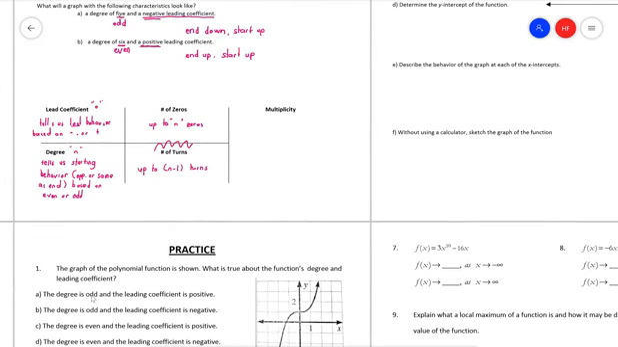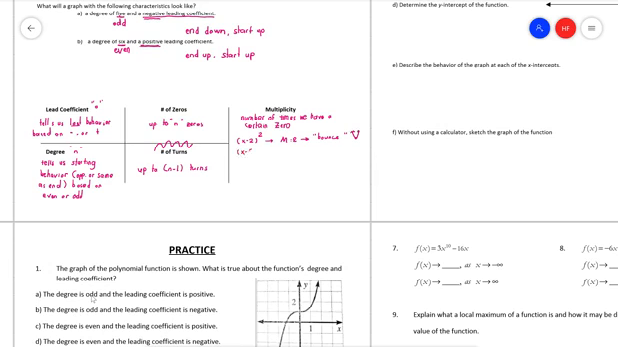Multiplicity is the number of times that we have a certain zero. So something like x minus 2 squared has a multiplicity of 2. And whenever you have a multiplicity of 2, it will kind of bounce. So that would be a graph that goes down, hits the 0, and turns back around.